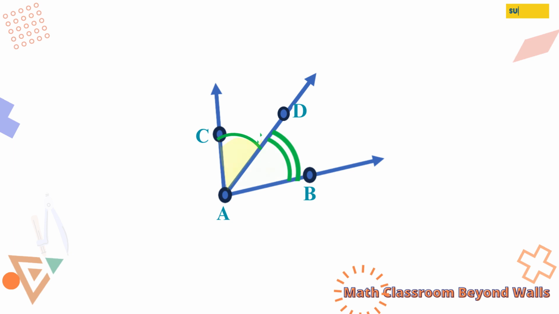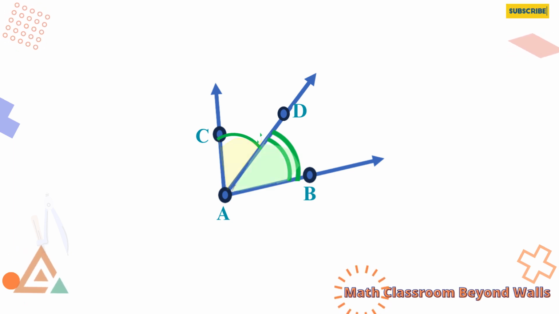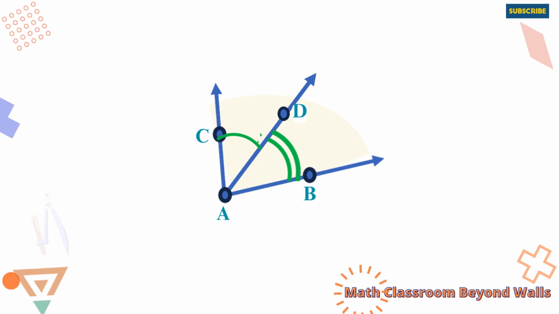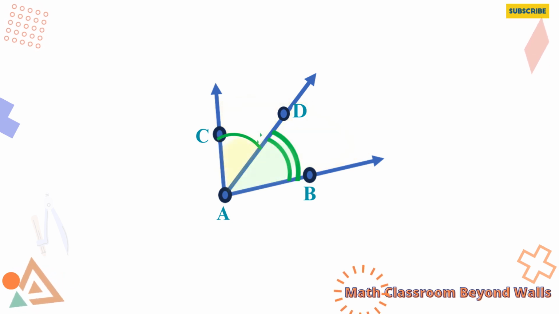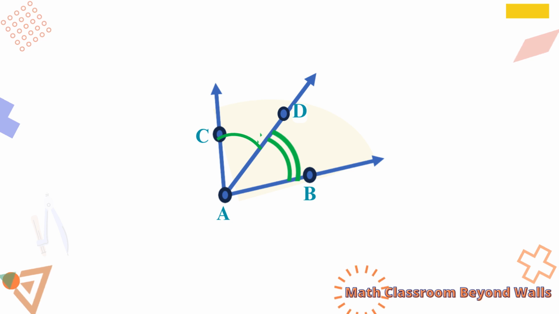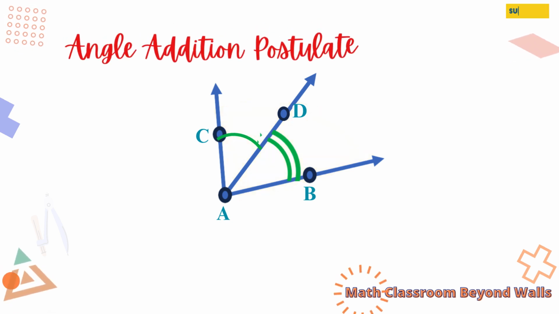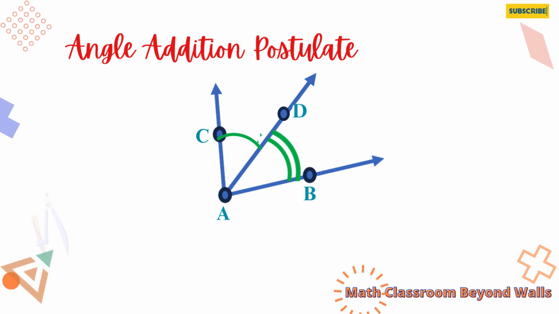Clearly, angle CAD and angle DAB form the original angle CAB. Thus, the sizes of the two smaller angles put together is the size of the original angle. What we have just described is what the angle addition postulate is all about. A postulate is a rule in geometry that is accepted as true.